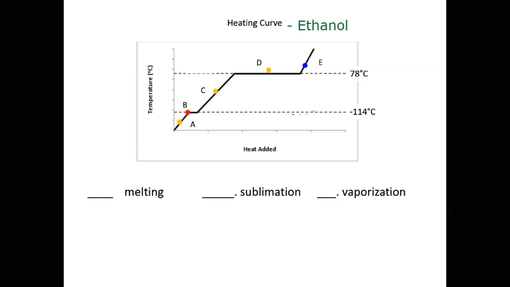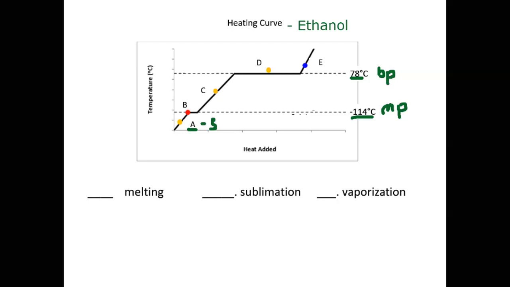So what's shown as numbers is the melting point of ethanol, which is negative 114, and the boiling point of ethanol, which is 78 degrees Celsius. And so we want to know, as we add heat, what phases and phase changes does ethanol undergo. So here at the A phase, since it's below the melting point, it's a solid. As you add heat to that solid ethanol, the temperature rises until it gets to the melting point.